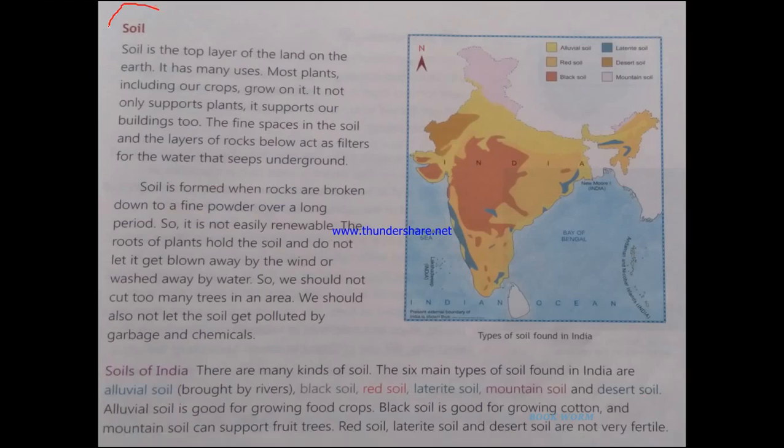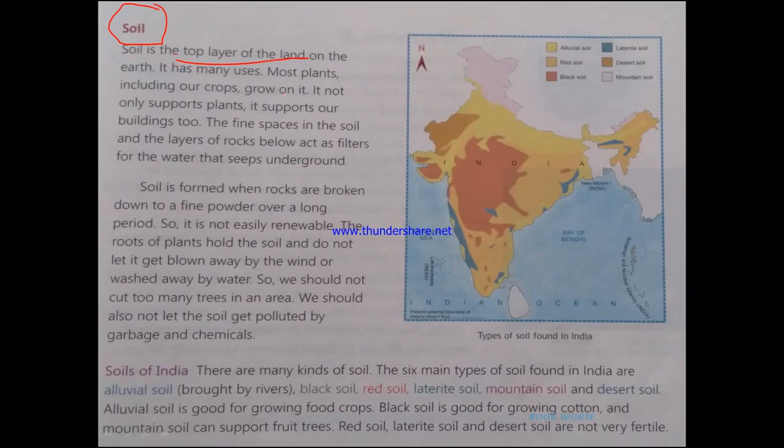Now let's talk about soil. Soil is the topmost layer of the land on the earth. It has many uses. Most plants, including our crops, grow on it. It not only supports plants, it supports our buildings too. The fine spaces in the soil and the layers of rocks below act as a filter for the water that seeps underground. So you see, soil is the top layer of the land.